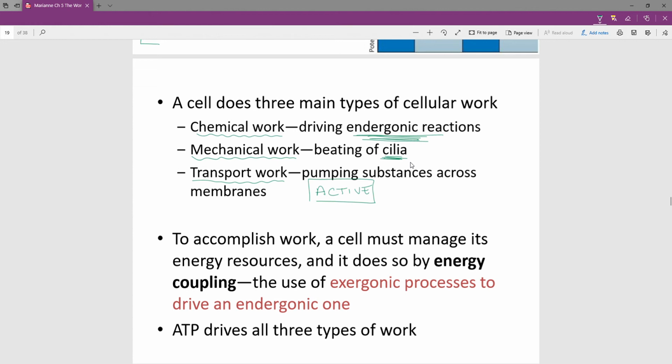So to accomplish this work, a cell has to manage its energy resources, and it's this energy coupling that I've said already. We've got the exergonic processes driving the endergonic one. So we have energy being produced and energy being used. And the energy that we're talking about is ATP, and ATP drives all three types of work. That is the essential molecule for energy in our cells.